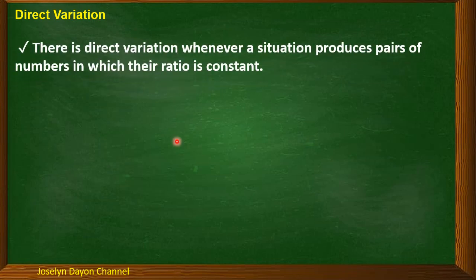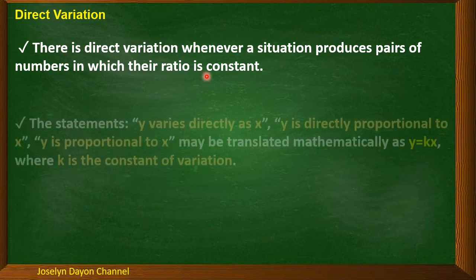Let us describe first what direct variation is. We can say that there is direct variation whenever a situation produces pairs of numbers in which the ratio is constant. This will be explained further in the next slide.